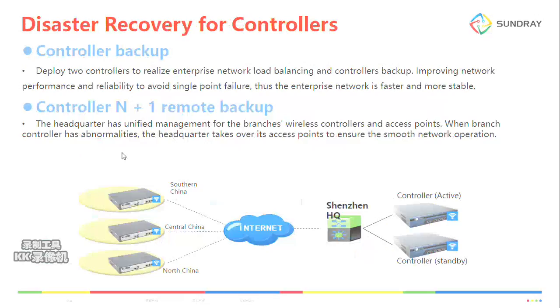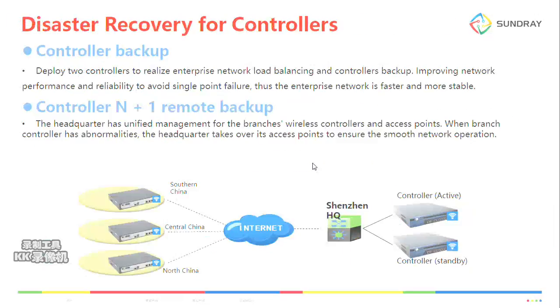And also we have the disaster recovery for the controllers. The first one is controller active standby for 1+1 backup. And also there is N+1 backup, remote backup. It means that in the branches there is also one controller. When the controller in the branch goes disconnected, the controller in the headquarters would take control of the APs in the branches. So this is what we call the N+1 backup.